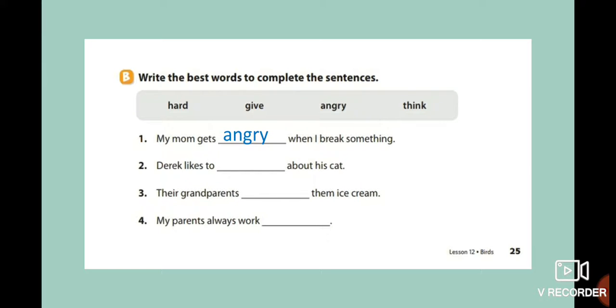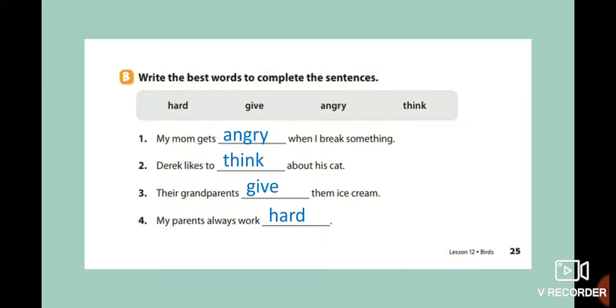Then we have Derek. Derek likes to think about his cat. That means think a lot of information about the cat. Number 3, the grandparents, in this case, give them ice cream. That means give something to another person. And number 4, my parents always work hard. That means work a lot, similar to us when we have different activities during the day. We work hard.